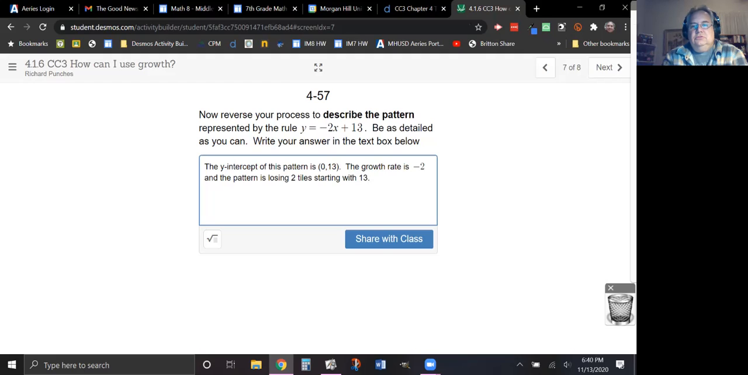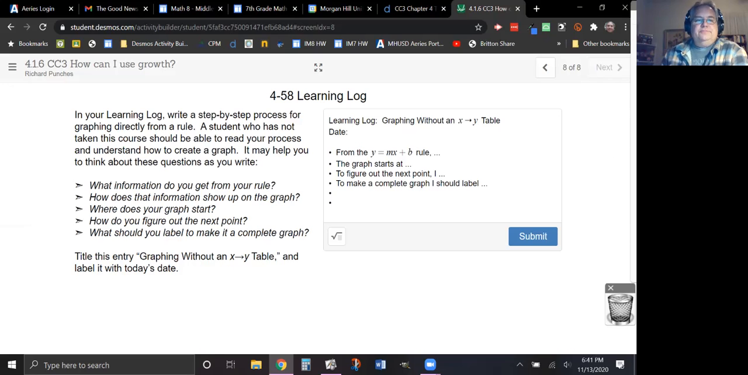I think that's pretty good. So we know where to start. We know what it's losing. It's losing 2 tiles every time you change the figure number. Maybe we should add that. And the pattern is losing 2 tiles every time you advance 1 figure number starting from 13. How about that? Maybe something like that. And then your last thing is going to be your learning log.